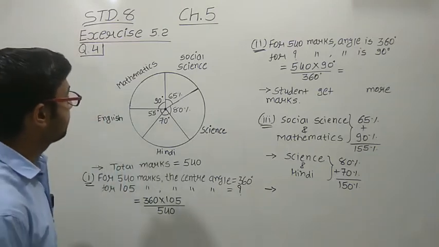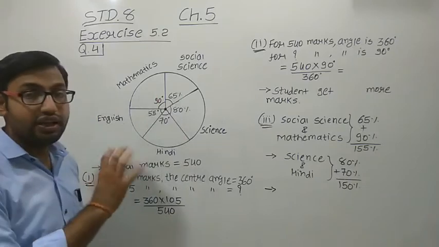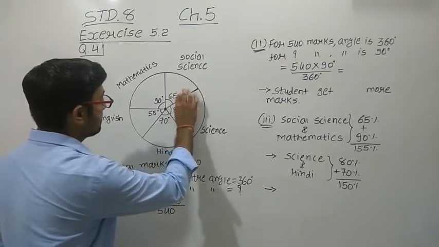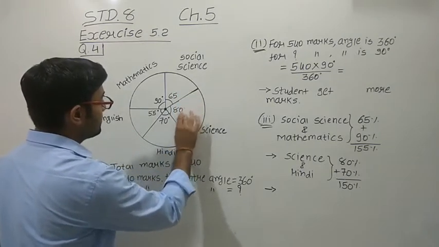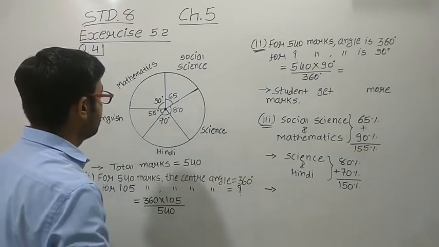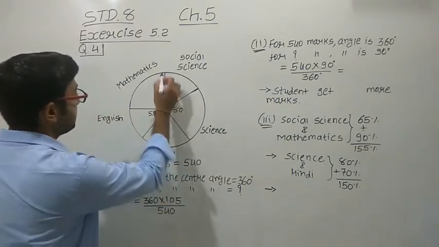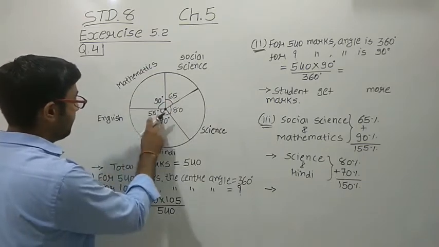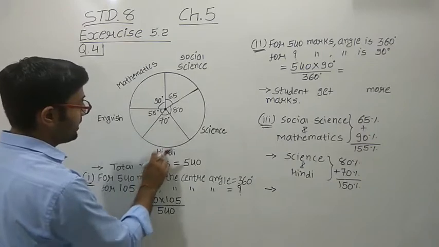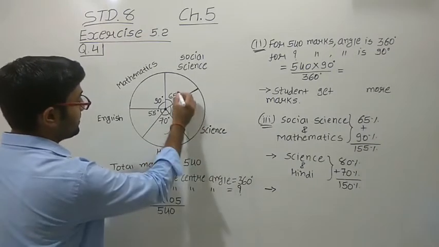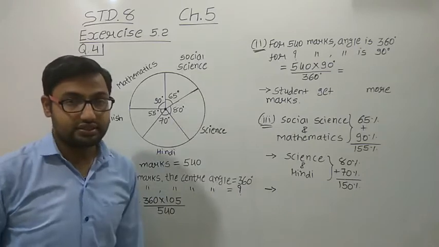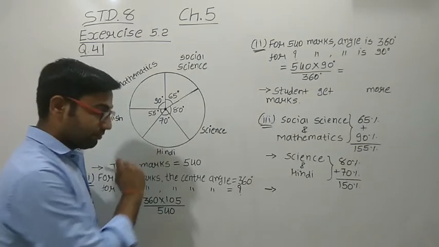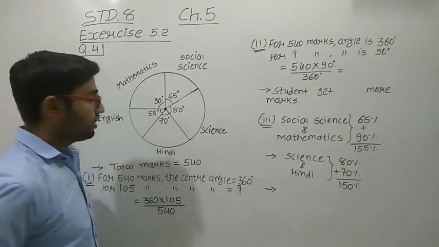Here you can see that in this pie chart we have given the angle values. See, this is not in percentage. This is given as an angle value: this angle is 90 degrees, that is for mathematics. This is 55 degrees for English, 70 degrees for Hindi, 80 degrees for science and 65 degrees for social science. So in this way also, using the degrees, we can draw the pie chart.